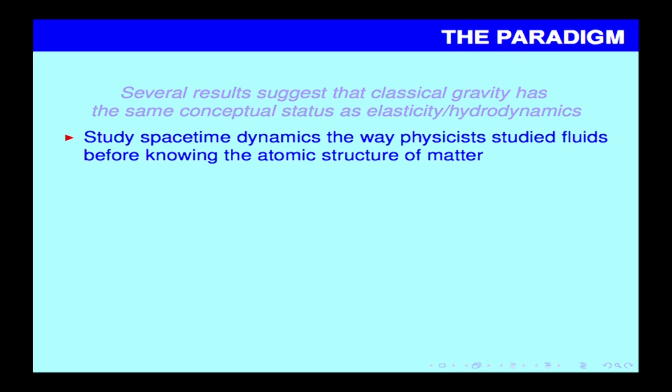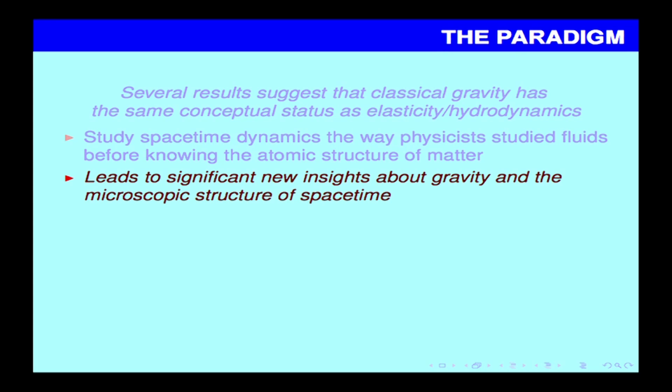So, similarly, if you take Einstein's equations and you do linear perturbation theory and you quantize it, you will get gravitons. But phonons do not tell you what the quantum structure of matter is, and in the same way gravitons will not tell you what the quantum structure of space-time is. There can be a deeper layer there. So, one way to do this would be to study the space-time dynamics exactly the way people studied fluids, and they made tremendous progress without knowing the atomic structure of matter. And this leads to several new insights about both gravity and microscopic structure.